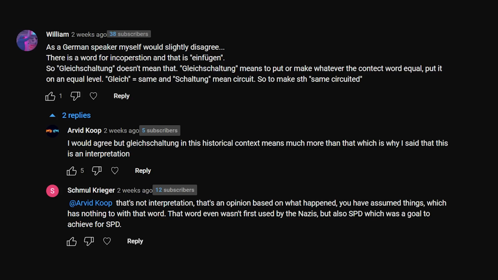But has he? Because the Nazis didn't use Gleichschaltung to refer to electronics or circuit boards. They were using it in a political and economic sense. So Koop is saying, in this historical context, it means more than what the word means in an electrical engineering sense. "That word even wasn't first used by the Nazis, but also SPD, which was a goal to achieve for SPD." Okay, a couple of things.